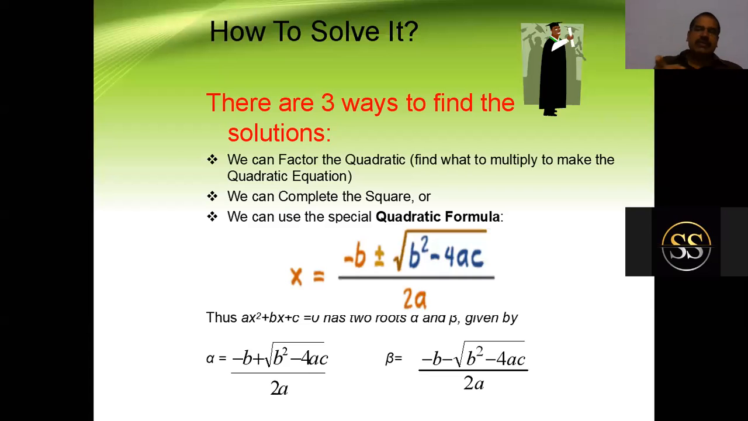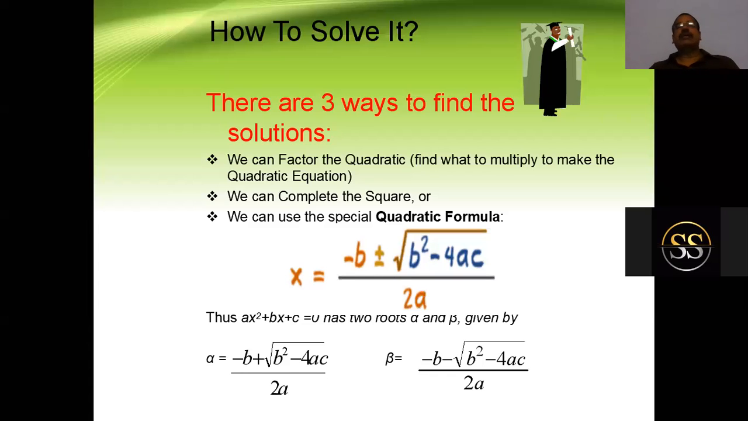The completing square method is not there for you, so we will not get the completing square method. We only have two methods: the factor method and the quadratic formula. The quadratic formula is x equal to minus b plus or minus root b square minus 4ac by 2a.